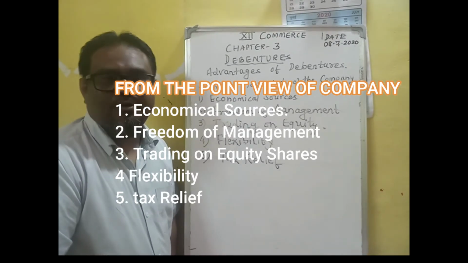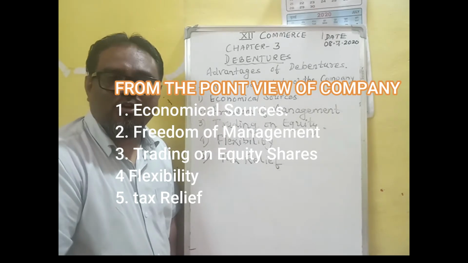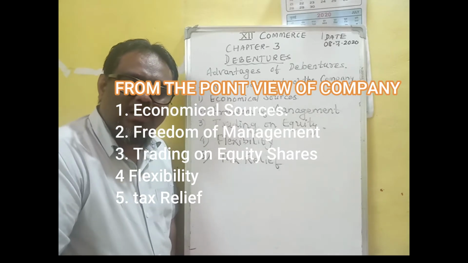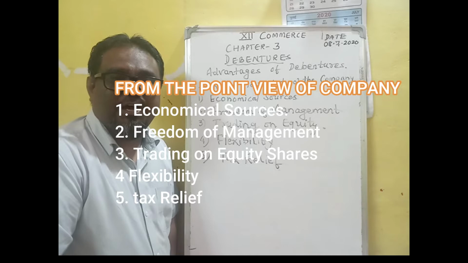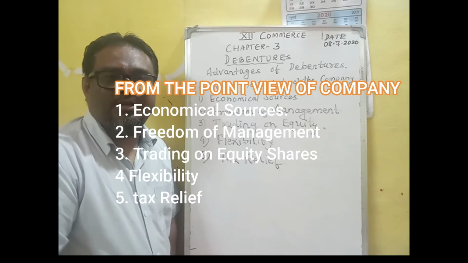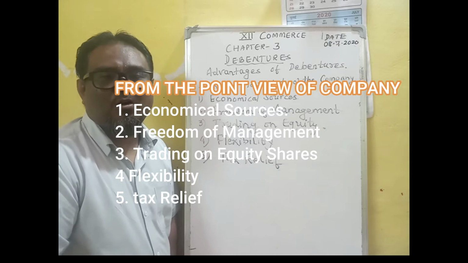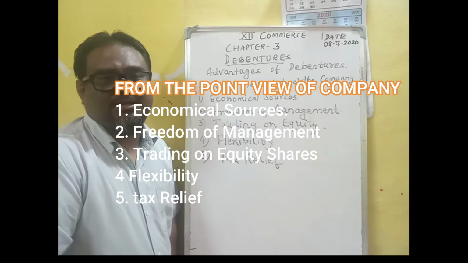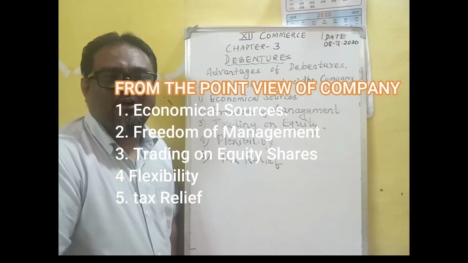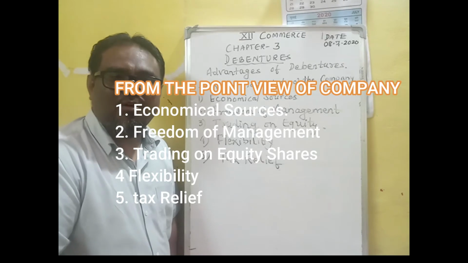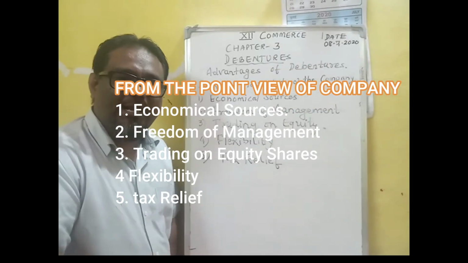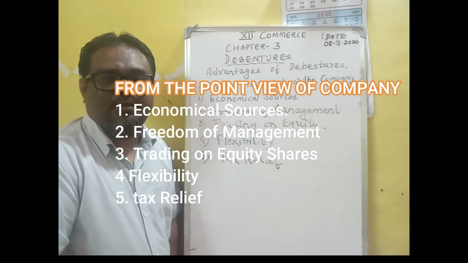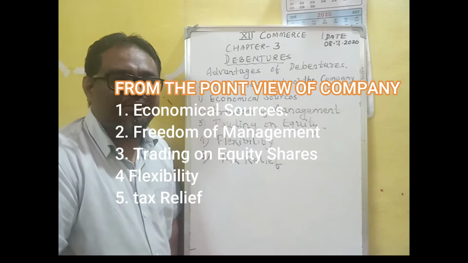Underwriting commission, cost of issue of debentures, brokerage commission, and any other expenses related to the issue of debentures are very much less than the cost of issue of shares. That's why the company can sell debentures faster than shares, and the cost of issue is also less. So the company finds it very economical to issue debentures.